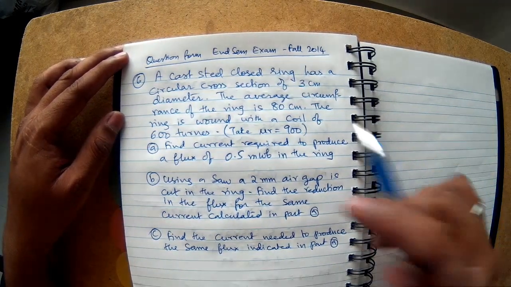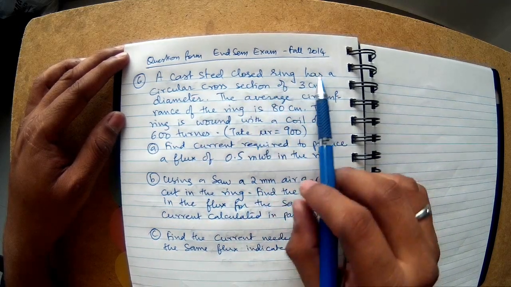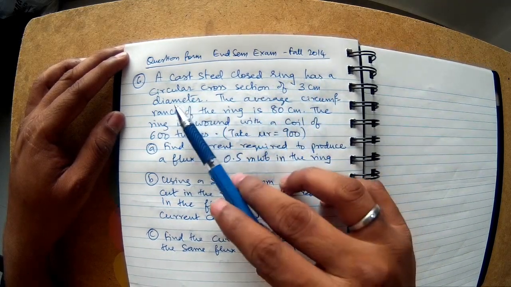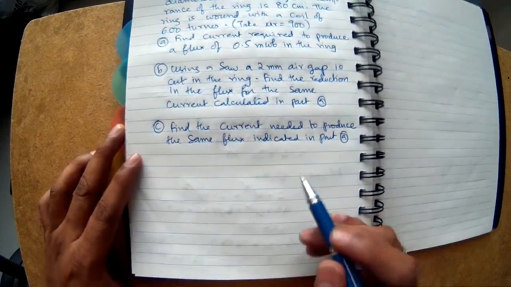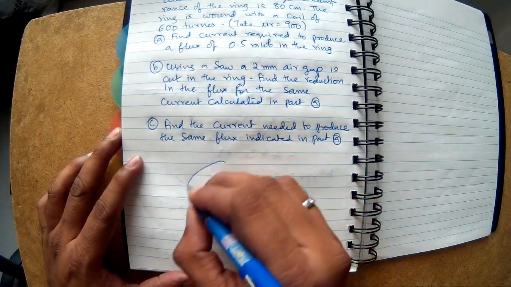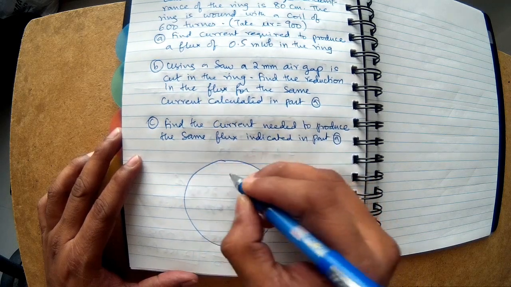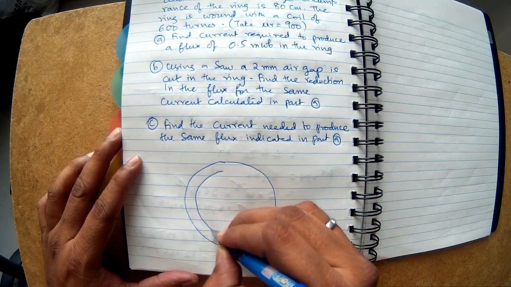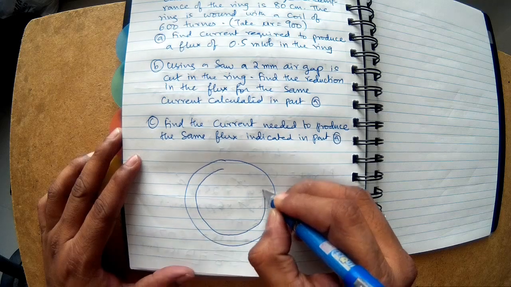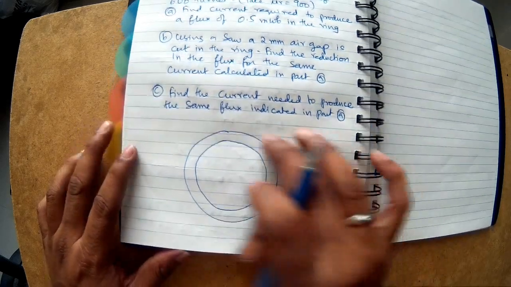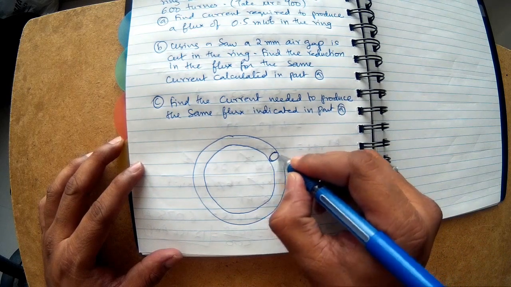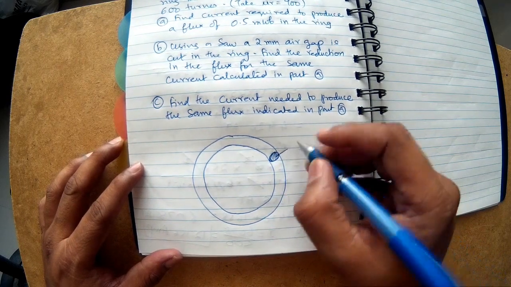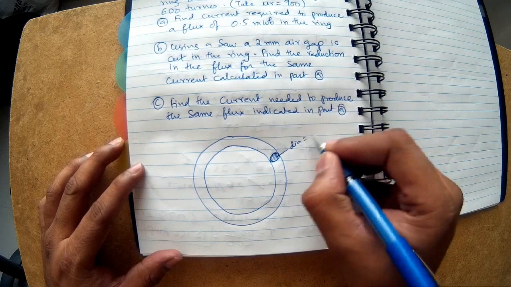So, let's see. A cast steel closed ring has a circular cross section of 3 centimeters diameter. So there is a closed ring. Let me draw that ring. This is a ring, and this ring has a circular cross section. If I draw the diameter here, this is dia equal to 3 centimeters.